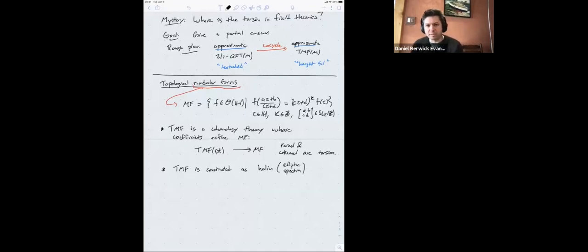So the only thing I'll say about elliptic spectra is that they represent certain cohomology theories that are determined by their theory of Chern classes.